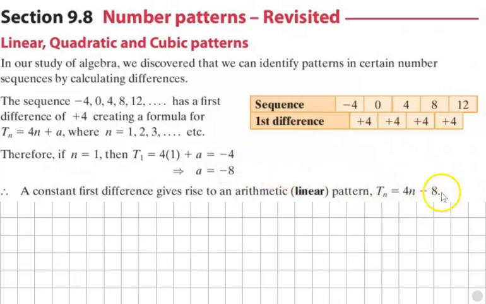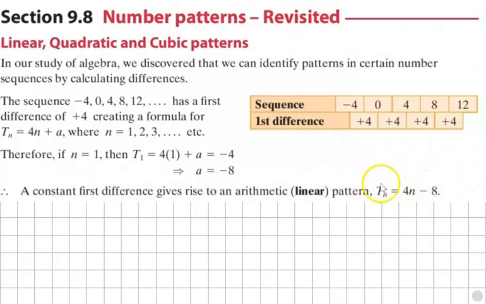Therefore, a constant first difference gives rise to an arithmetic or linear pattern, Tn equals 4n minus 8, where the a is -8. Now don't get confused and think that the a represents the first term, because that's what we're used to. It's just a letter to represent the number at the end. So this could be plus b, plus c, it can be whatever you want. So this is the Tn formula that will generate any term in the sequence.